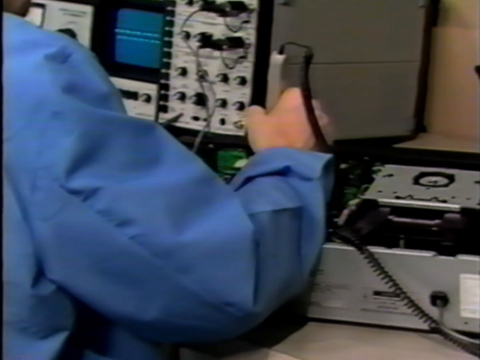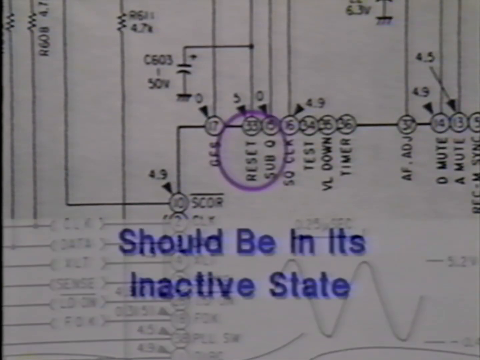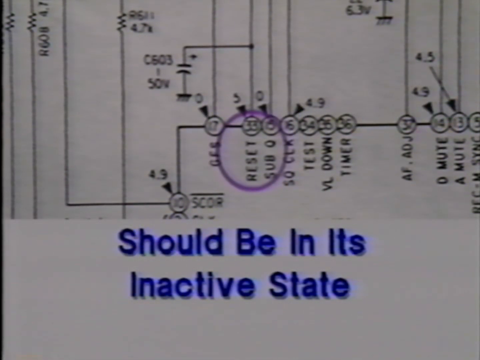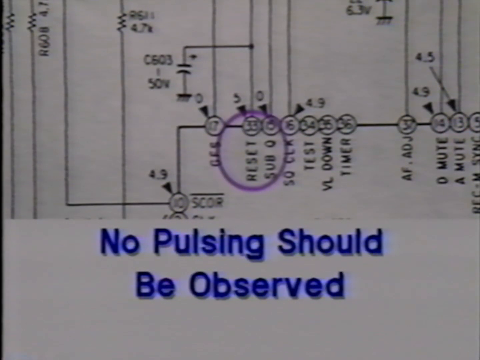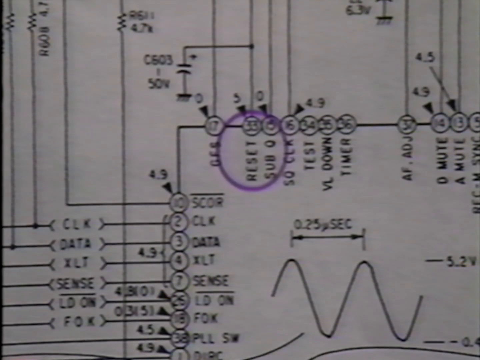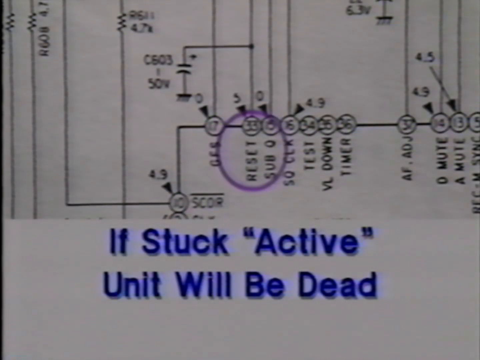During normal operation, the reset line should be in its inactive state. After its initial power-up change, the reset line should not be pulsing or changing. A pulsing reset line will cause erratic operation. Anytime the reset line is stuck in its active state, the microprocessor will be locked up in an inactive condition and the product will exhibit a dead unit symptom.